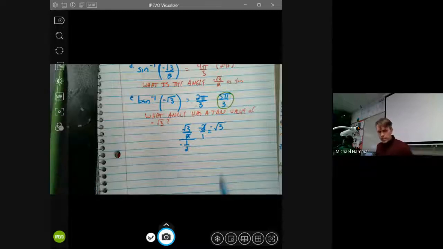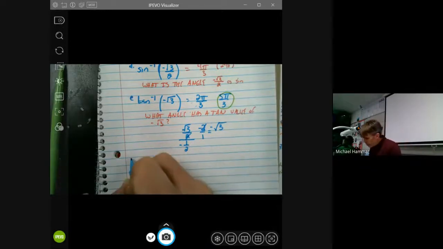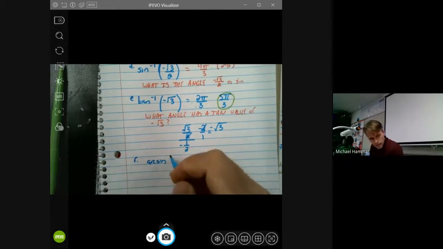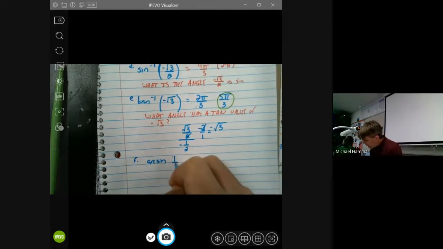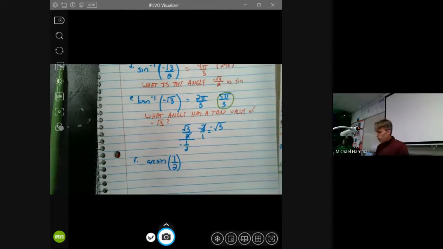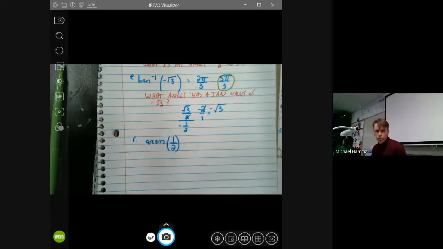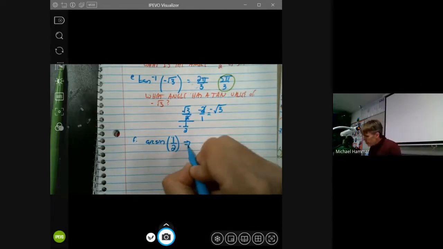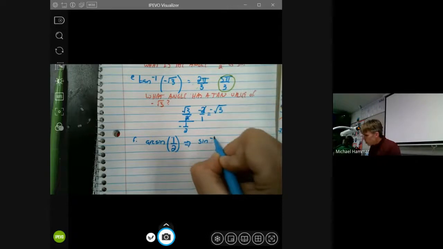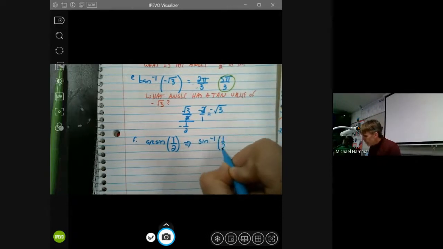I gave you something that says like this? What if I gave you f? What if I said the arc sine of 1/2? What does arc sine mean? It's the same thing if I give you arc tangent or arc cosine. What that means is that it is the same thing as sine inverse of 1/2.